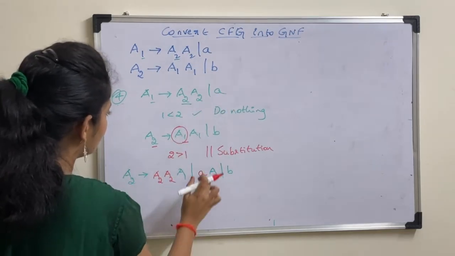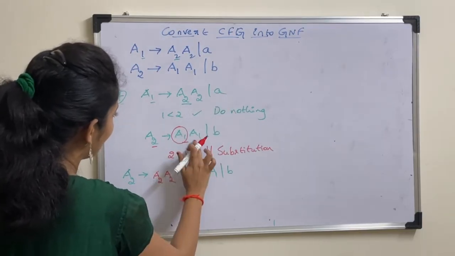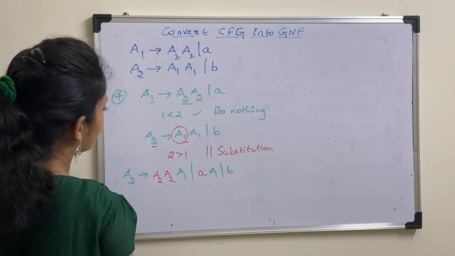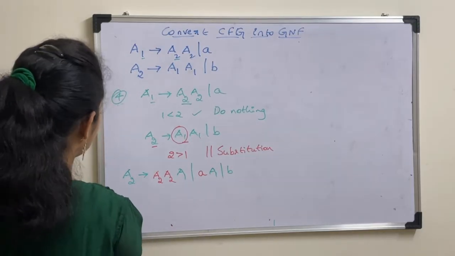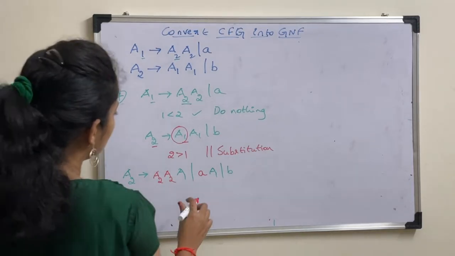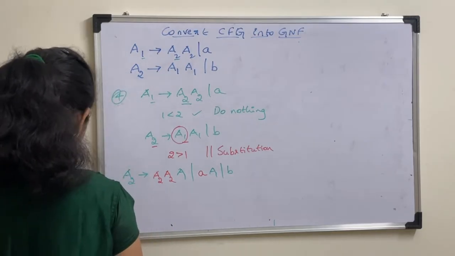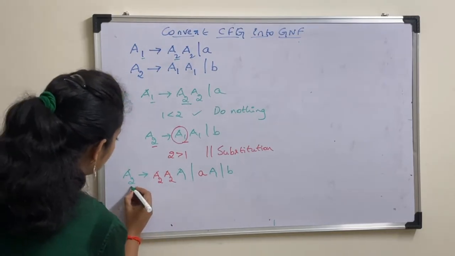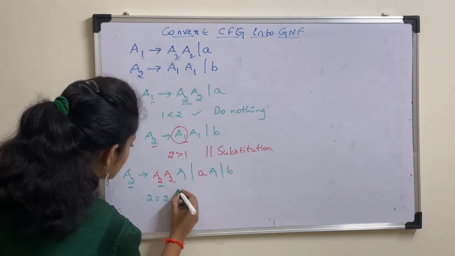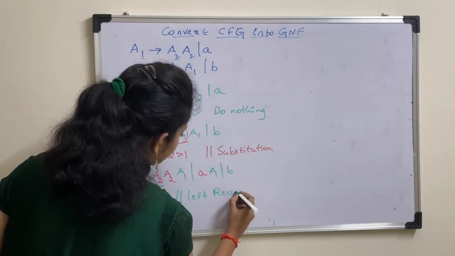Then we have this one also. In place of A1, substitute small a and write this A1 as it is. We have one terminal symbol, so you need to write it. So this is your A2. Now again check whether it satisfies the rules of GNF or not. Here 2 equals 2, so this is nothing but left recursion.